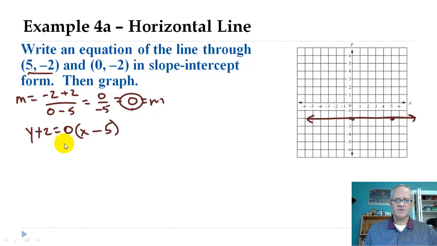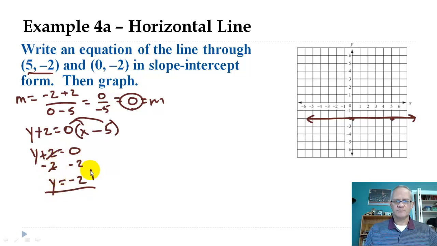All right, well, what happens here when we work this out? 0, remember before I distributed that? So 0 times x, 0 times -5. 0 times anything is always 0. So that means I've got y plus 2 equals 0. And then I say, oh, well, let's just keep getting y by itself. So minus 2, y equals -2.